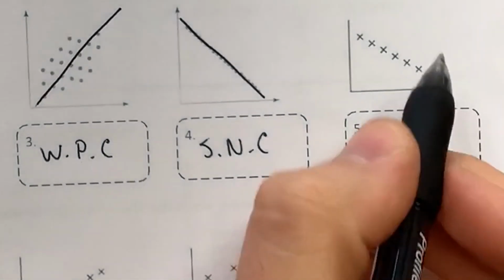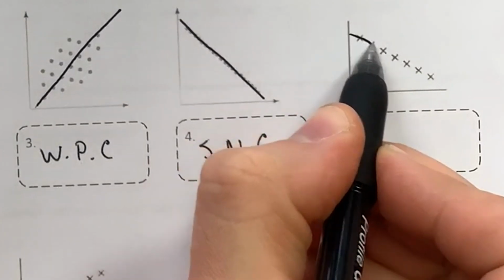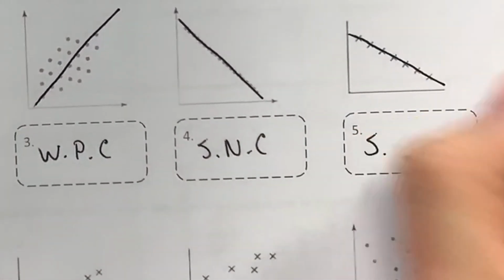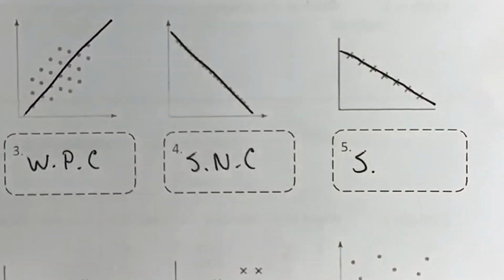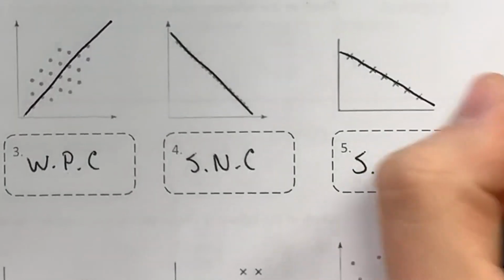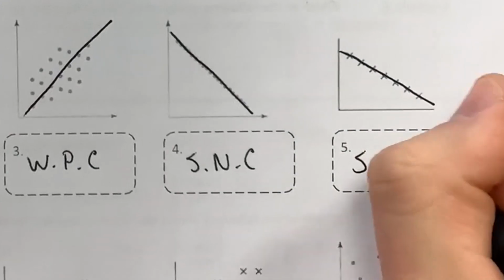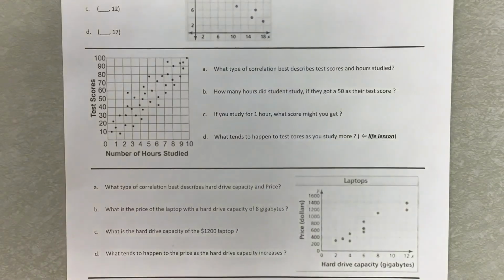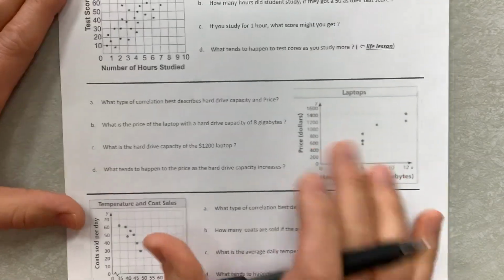Number 5, same scenario. We got some more plots here. They're almost already in a line. So it's a very strong correlation because my points are almost nicely in a line. It's also going down, so it's going to be negative again. So a strong negative correlation. Let's do some new stuff. Skip those. Let's do this problem.